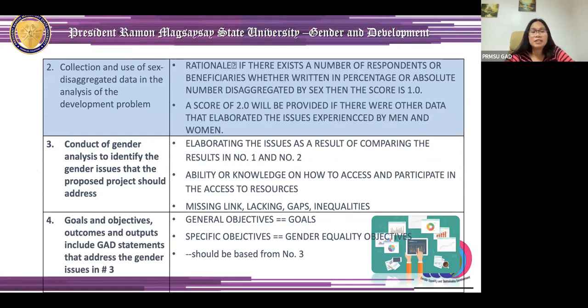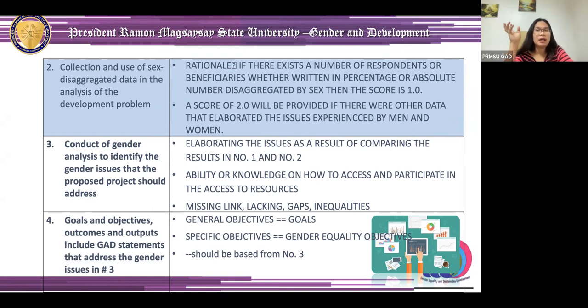And then collection of sex disaggregated data in the analysis of the development problem. So if you have po yung training needs assessment, or meron kayong parang pretest sa kanila to assess, that's one way to assess ano yung kailangan nilang skills. Halimbawa po, may mga skills. Pwede kayong parang sa research po, di ba? Meron kayong questionnaire. And then merong skills. Then nakuha nyo yung result nun. You have to make it sex disaggregated.